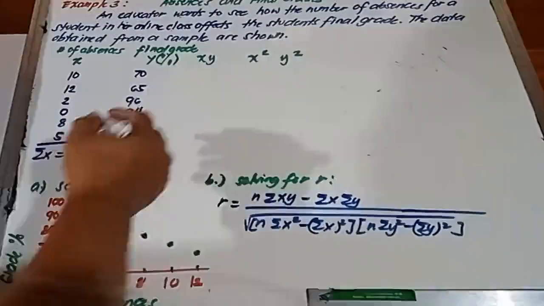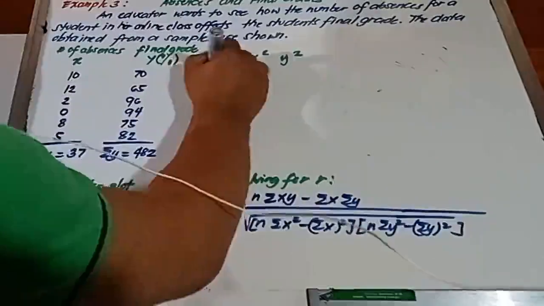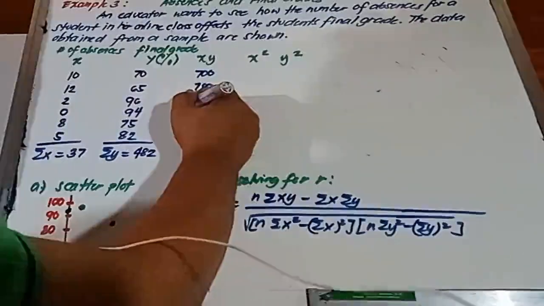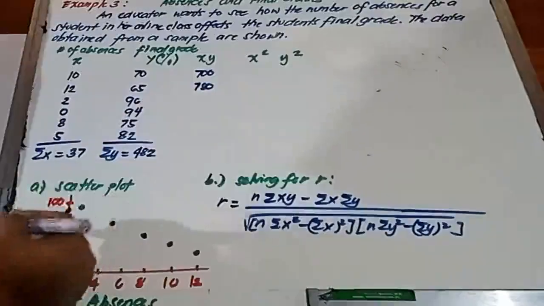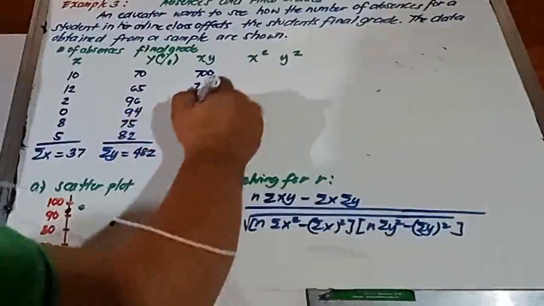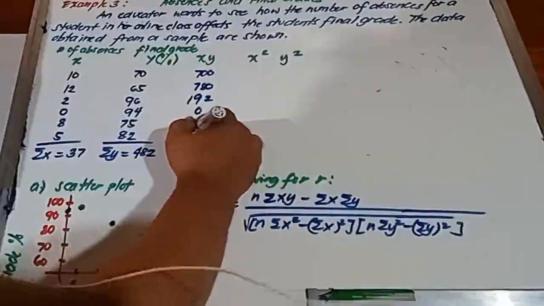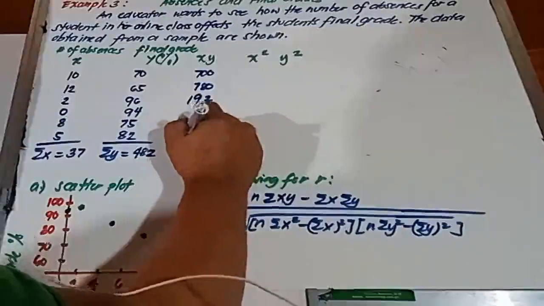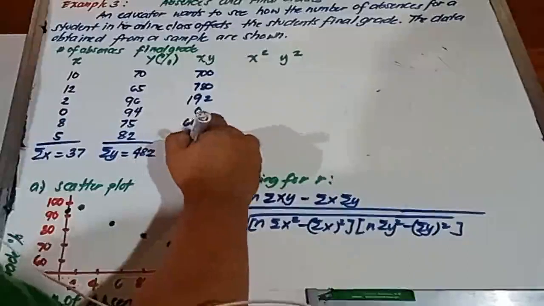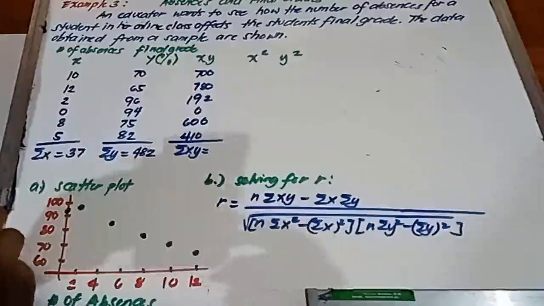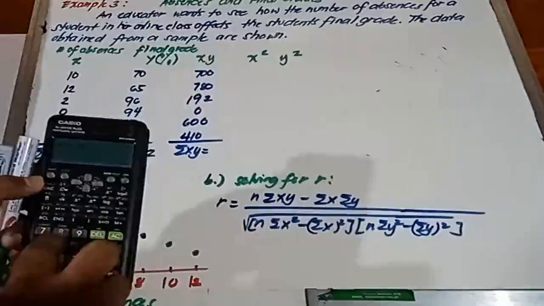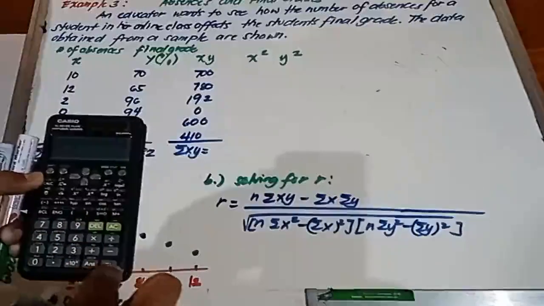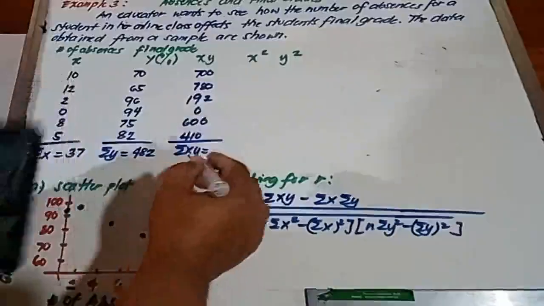Then, kunin natin sa xy, 700. 12 times 65 is 780. 2 times 96, that is 192. 0 times 94 is 0. 8 times 75, that is 600. And 5 times 82 is 410. Okay. Kunin natin yung summation of xy. 700 plus 780 plus 192 plus 0 plus 600 plus 410 is 2682.